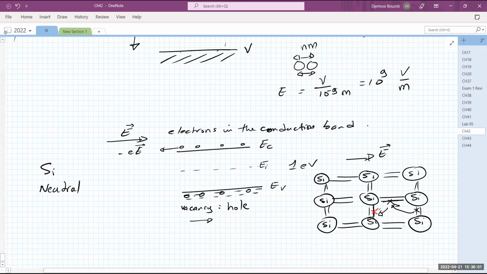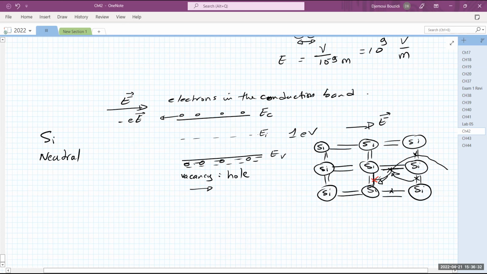But which one really did move? That's the question. Did this one move in here, or was it this one? Or was it this one that jumped already here? Or did this one come into play? So that's why it's difficult to keep track of the actual electrons, and it's better to see where this thing is hopping. Okay, so it's better to keep track of this hole, this vacancy, and where it is moving.